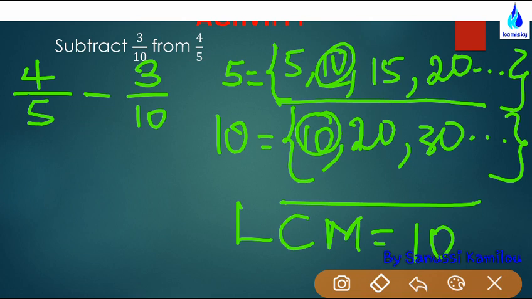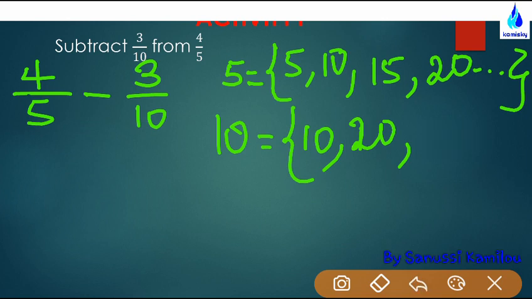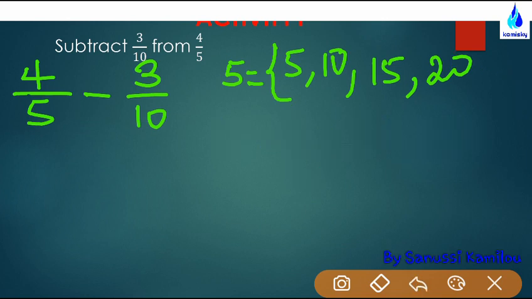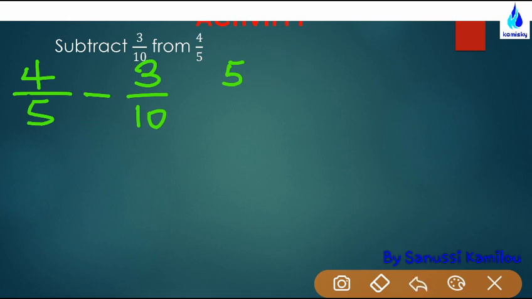Are you okay? So we are going to continue our solution using what? Using 10 as our LCM. So let's continue. Since now the denominator should be 10, what do I do to this 5 to get 10? Yes, somebody is saying we can multiply it by 2. That's correct, because if you multiply 5 by 2, you are going to get what? 10, because we want to get 10 here.